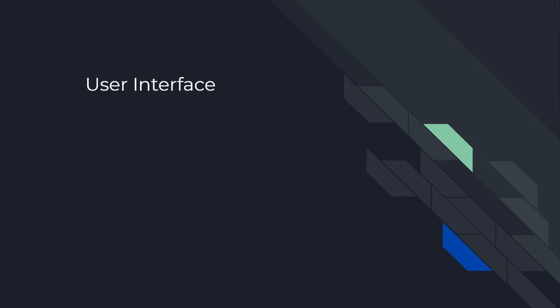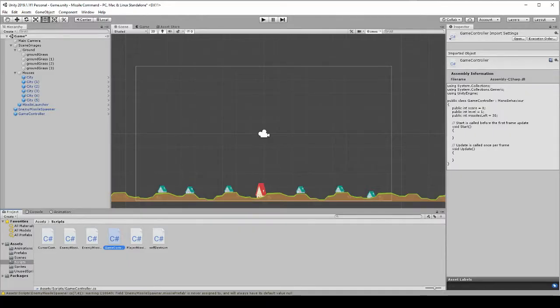Okay, so in this video we are going to start making the user interface. So what I was thinking is we'll put the score in the top left, the level in the top right, and thinking probably put the player's missile count just under the level. We'll figure it out and see. So let's go back to Unity.